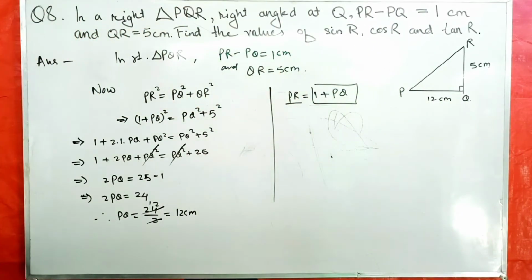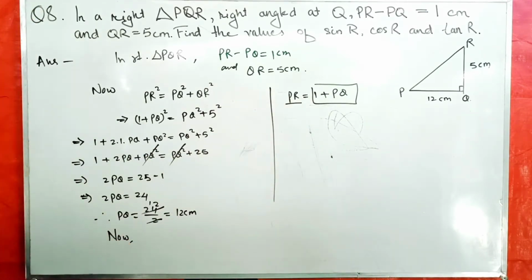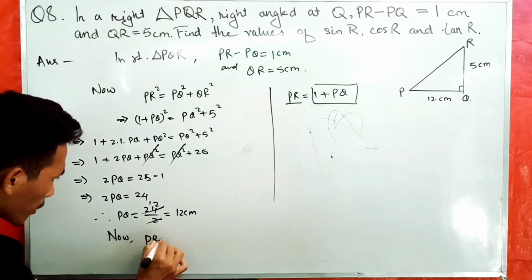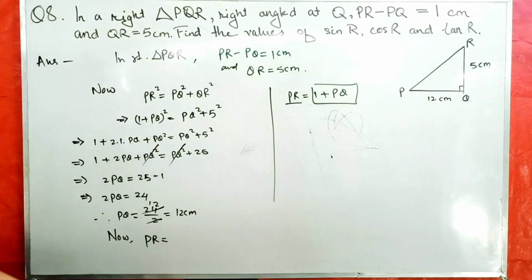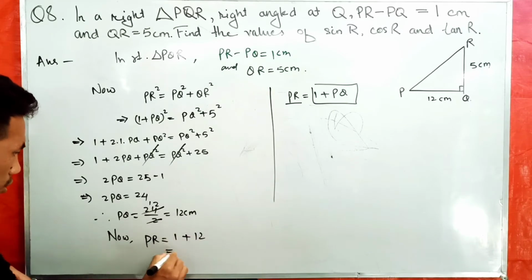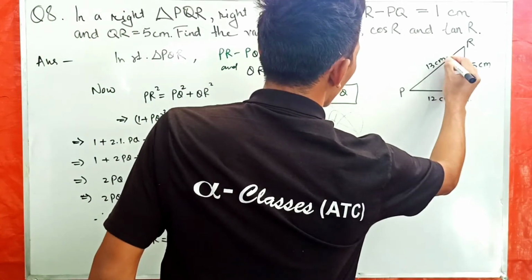Okay, can we find out PR now? We know that PR equal to 1 plus PQ. So 1 plus, what is PQ? 12. 1 plus 12 means 13 centimeter. Okay, PR will be 13 centimeter.